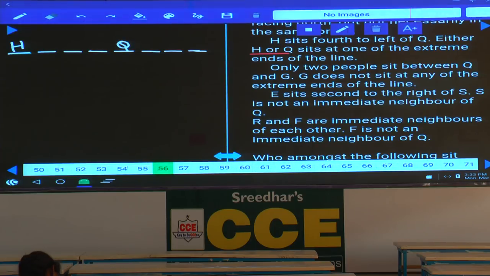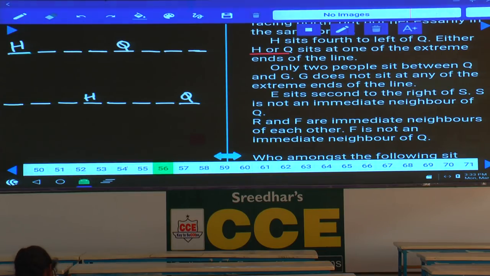1, 2, 3, 4. That is the first person. Then 1, 2, 3, 4, and 5, 6, 7, 8. And H sits 4 to the left of Q. 1, 2, 3, 4. H will be here. Are you following or not? H sits 4 to the left of Q. Either H or Q sits at one of the extreme ends of the line.